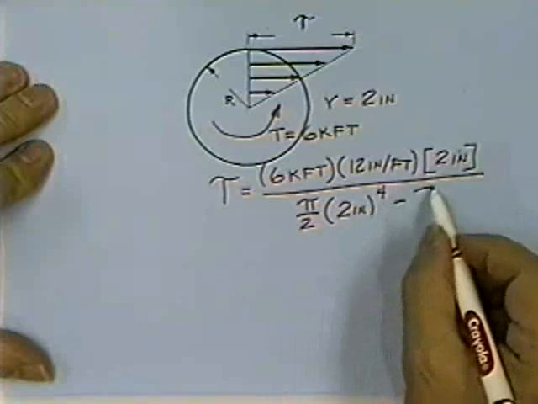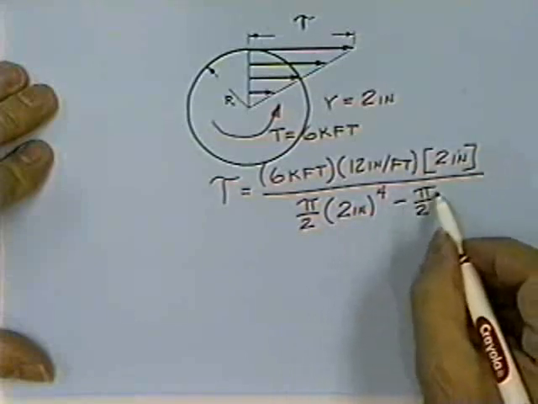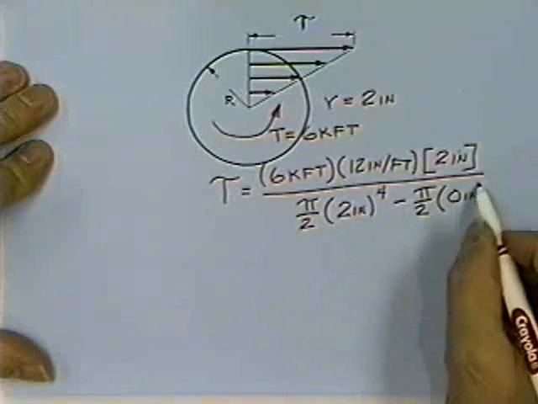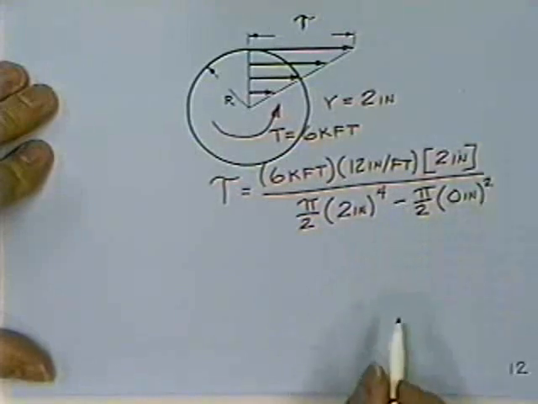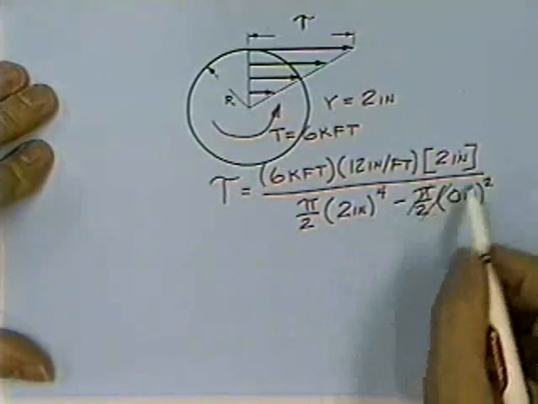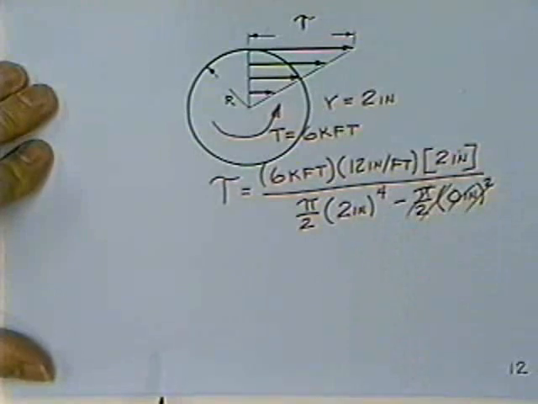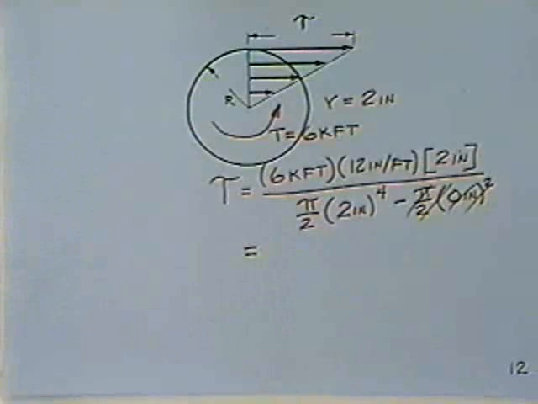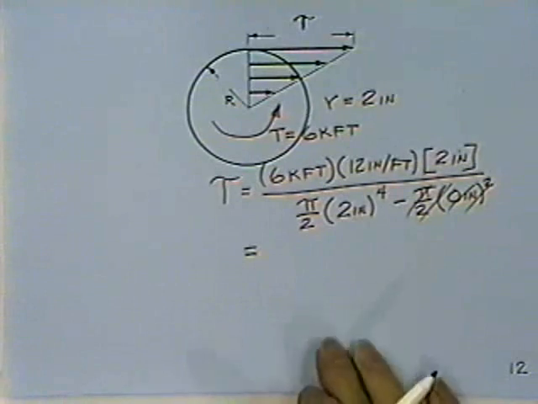If we had a hole in it, we would subtract how much polar moment of inertia we had due to the inside piece that was missing. We don't have any inside missing piece, so we wouldn't bother even putting on that term. Whatever that comes out, that is the shearing stress in the bar. Again, that shearing stress will be compared with allowables and determine whether or not the bar is acceptable.